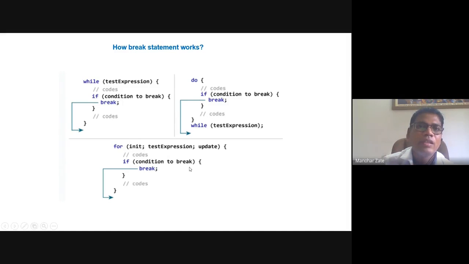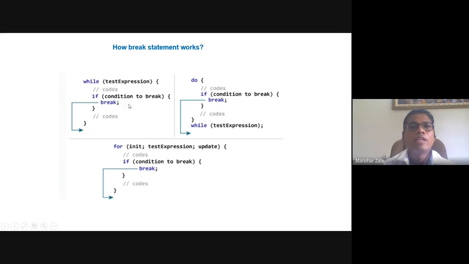In the while loop, first is your test expression, after that the body of the loop, whatever the code is there. In this while loop there is an if condition for the break. If the condition is true, it will break. If not, then this loop goes on continuously.